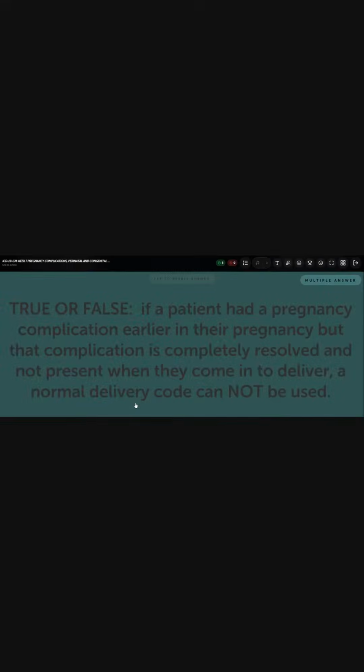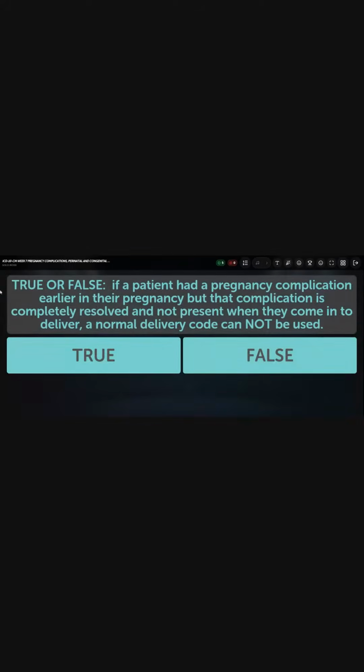Okay, let's do another 300 since you guys are killing it. And we're sticking with chapter 15 with the pregnancy, childbirth, and the puerperium. Let's check it out. Oh, this is going to be a long one. All right, true or false? If a patient had a pregnancy complication earlier in their pregnancy, but that complication is completely resolved and not present when they come in to deliver, a normal delivery code cannot be used. Is this going to be true or false? If they had complications in the beginning, but no longer, are we going to code that normal delivery code? Yes or no? Let me know in the chat.